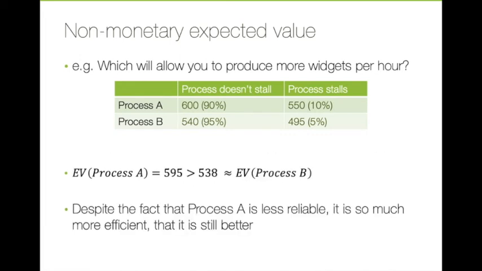Again, to decide between these processes, we have to compare their expected values. Since we want to produce more widgets per hour, we should choose process A. So despite the fact that process A is less reliable, it's so much more efficient, and that makes it still better.